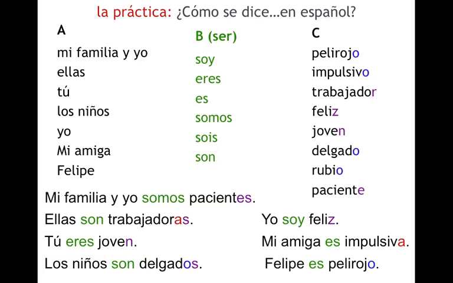So I'd just like you to take a moment and repitan, por favor. Get some practice speaking. Repitan. Mi familia y yo somos pacientes. Ellas son trabajadoras. Tú eres joven. Los niños son delgados. Yo soy feliz. Mi amiga es impulsiva. Felipe es pelirrojo. Muy bien.